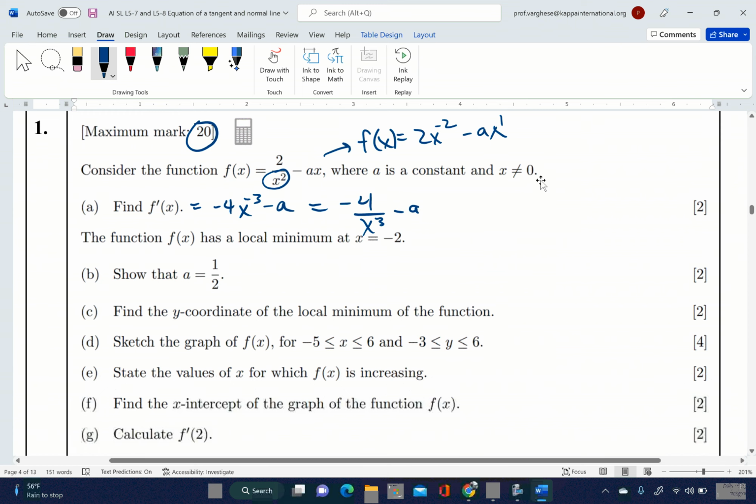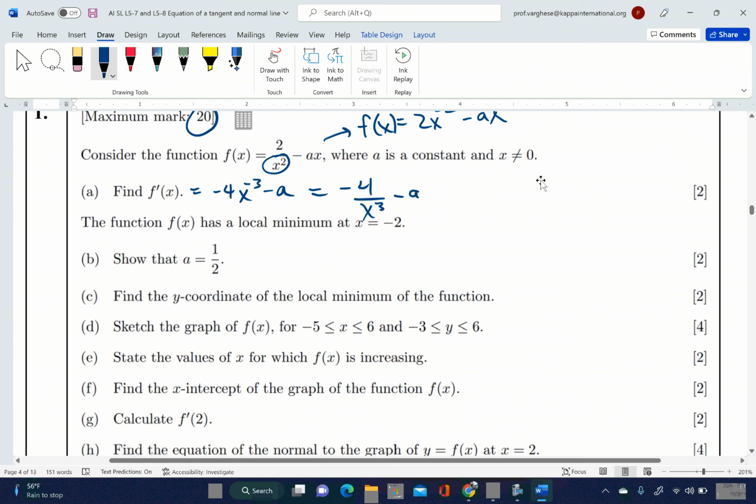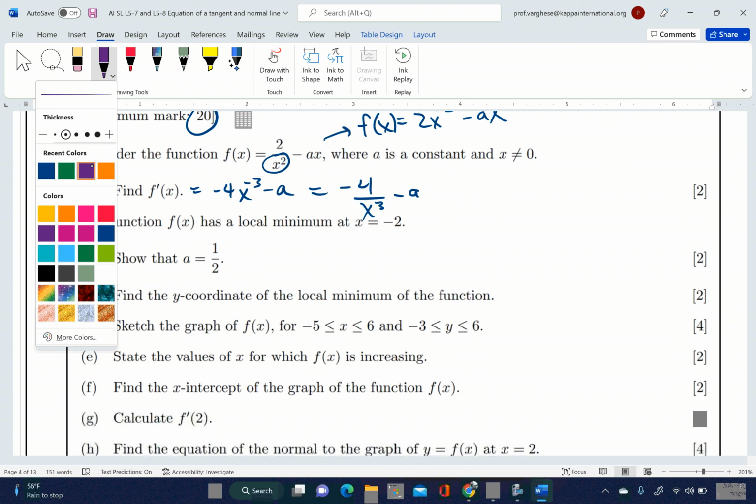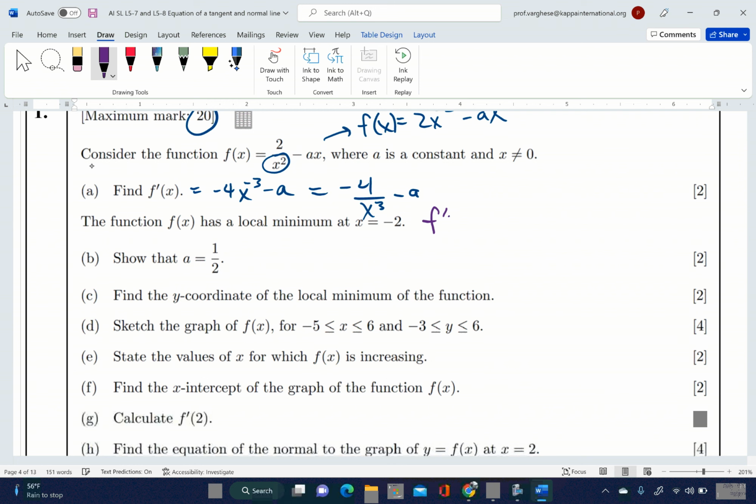For the next one, it says the function f of x has a local min. So since the function has a local minimum at x equals -2, what that is teaching me is that f prime of -2, right, the derivative at -2 is equal to 0. Remember from our last lesson, right? If we have a minimum, the slope or the tangent of that line is equal to 0. So the next thing that we want to do is we want to take our function right here and we want to plug in -2 in for our x. Okay.